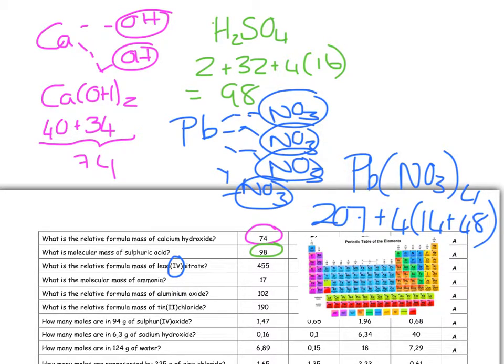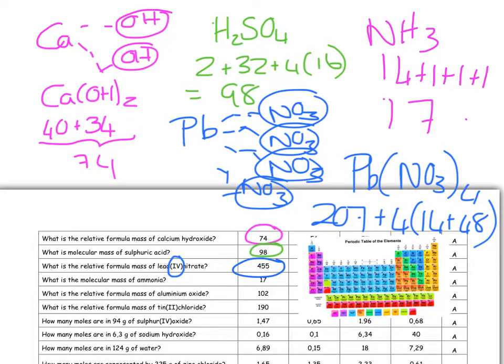455 altogether there. The next one is, what is the molar mass, or molecular mass, which is the same as the molar mass, of ammonia. So I'm going to go, what is ammonia? It's NH3, which means that I go 14 plus 1 plus 1 plus 1, and I land up with 17.